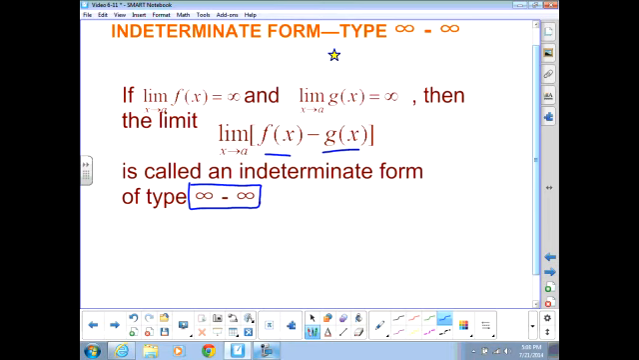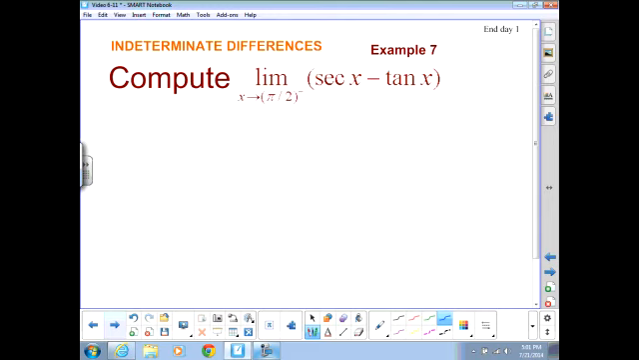If you get this type of indeterminate form, all you'll do is get a common denominator, bring it all together as one fraction, and then you should have either something that can be evaluated or something you can do L'Hopital's rule with. And let's look at a case of that.